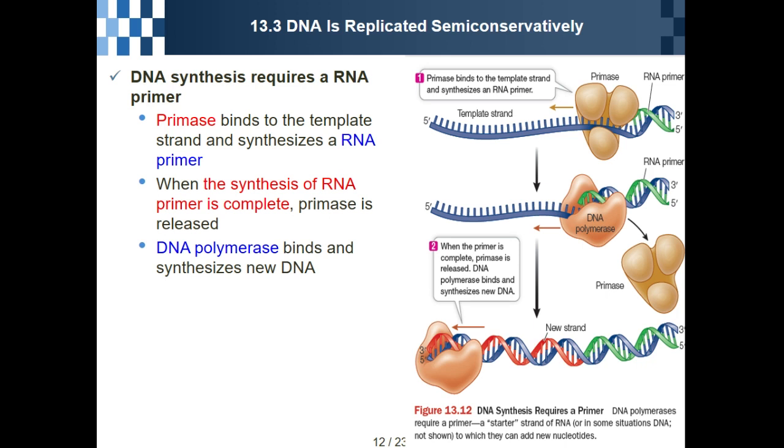So this is the DNA strand. Usually DNA is separated for replication, which we will see later. After separation, it becomes a single strand, but it needs a primer, an RNA primer.